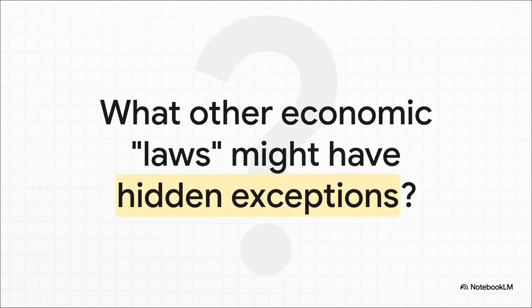And I'll leave you with this one final thought to chew on. We just proved that the famous law of demand, price goes down, quantity goes up, isn't actually a law at all. It has exceptions. So that kind of makes you wonder, right? What other fundamental laws of economics might have some hidden exceptions just waiting to be discovered?